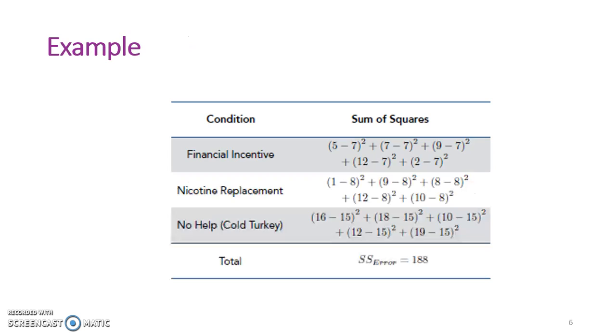So let's look at how this is calculated in our example. Within the financial incentive group, we take each of those individual scores, subtract the financial incentive mean, and then square that difference value and sum those together. In the nicotine replacement group, same thing. We've got the raw scores and then the nicotine replacement mean of 8. And so we've squared all of those differences and summed them. And then in the no help or the cold turkey group, same thing. Individual scores, subtracting the group mean of 15, and then taking those differences, squaring them, and summing all of those values. So within each of those 3 boxes, we're going to have 3 summations for each of the groups, and we sum those. That gives us that sum of squares for the error. And here we can see that would be 188.